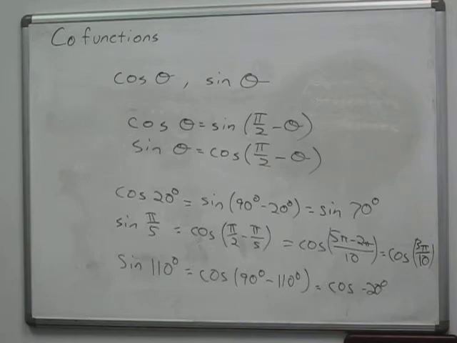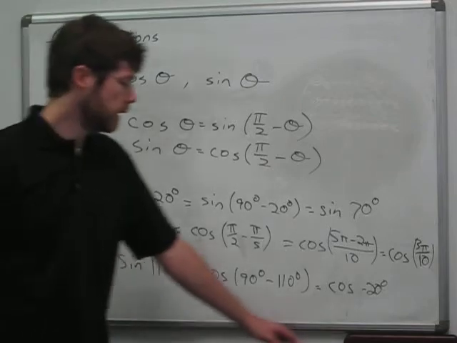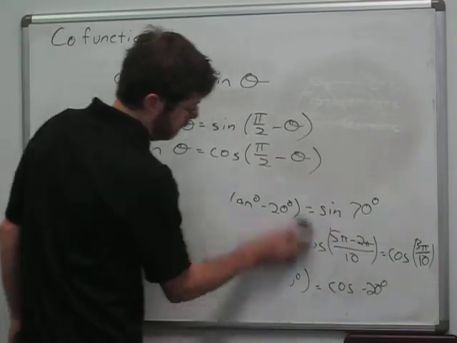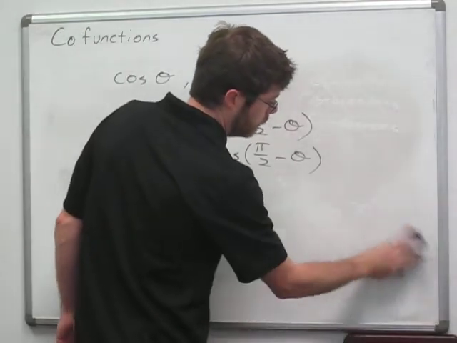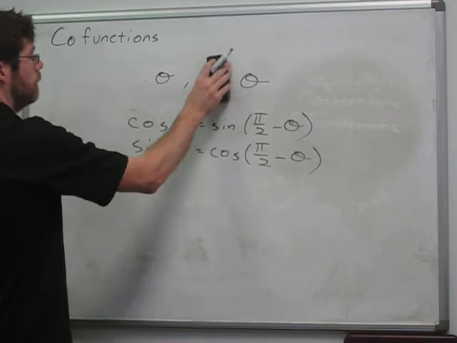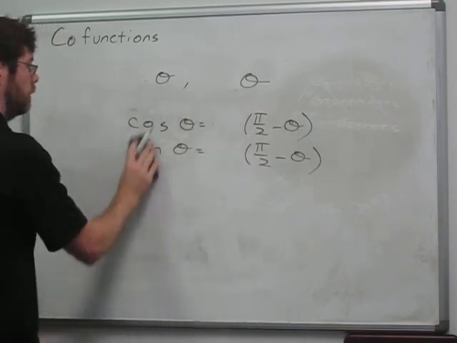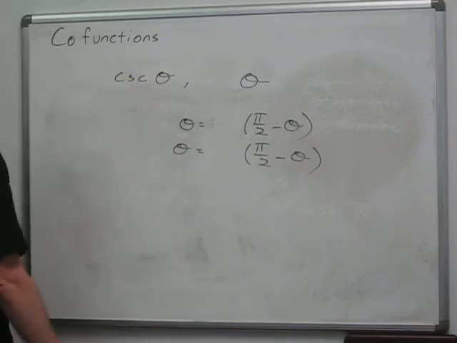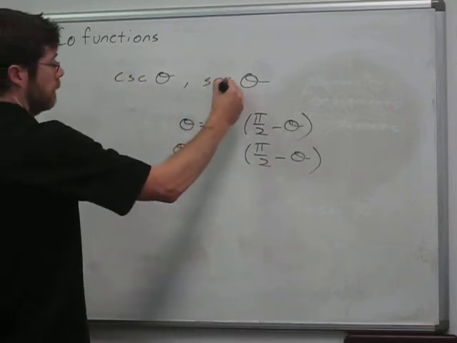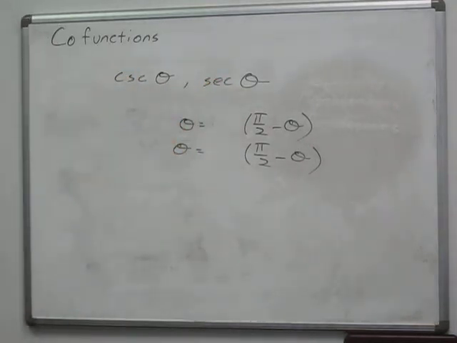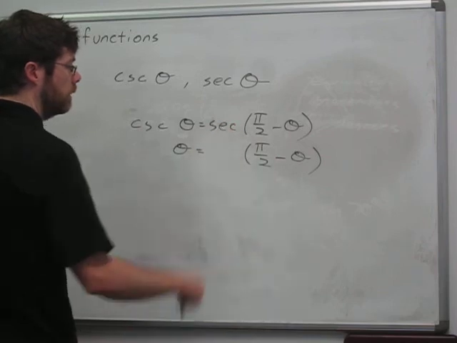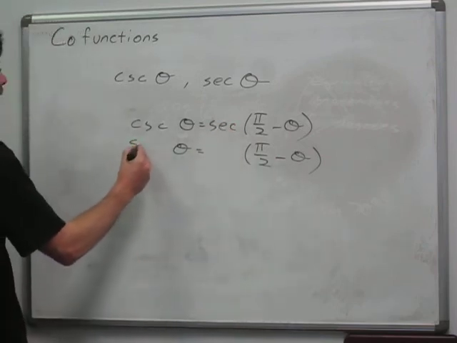So one pair of cofunctions that we have are the cosine and the sine. There are two other pairs. I will just put those identities up. We have the cosecant, which is the cofunction with secant. So we have the same relationship. The cosecant of theta is the secant of pi over 2 minus theta.